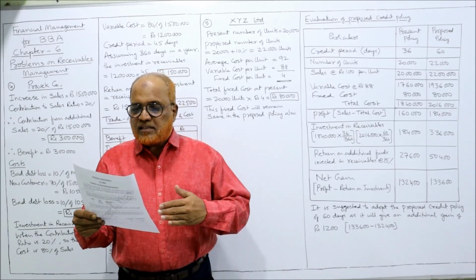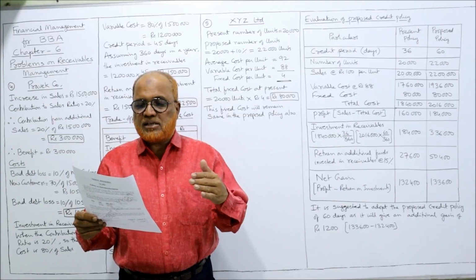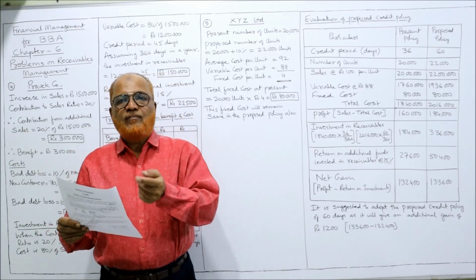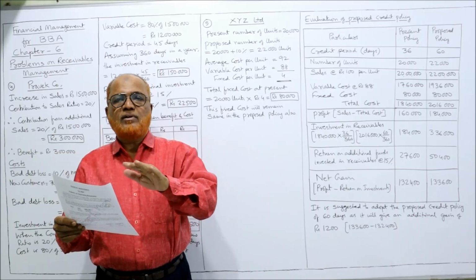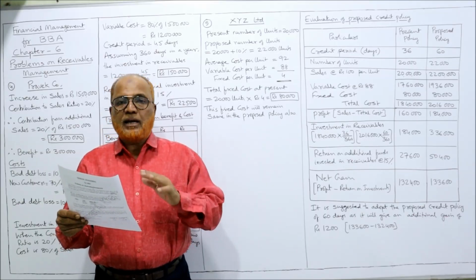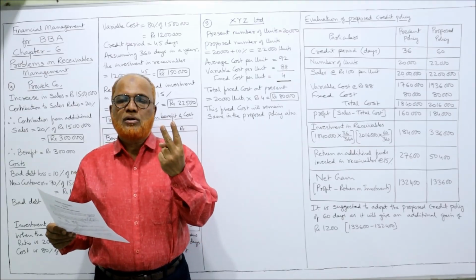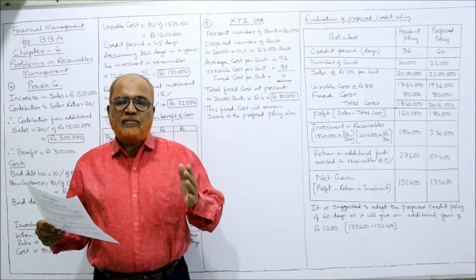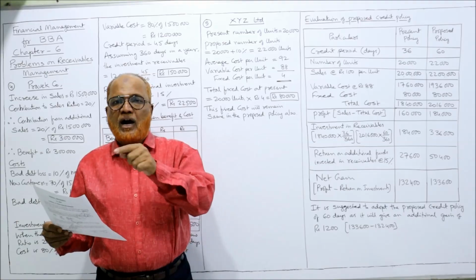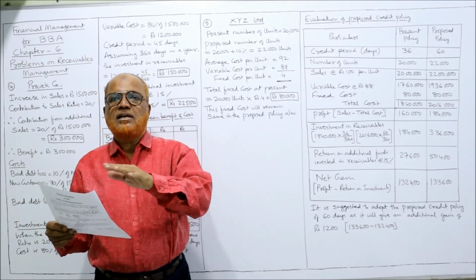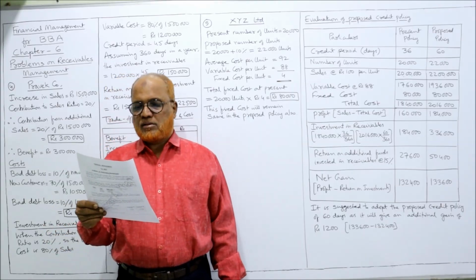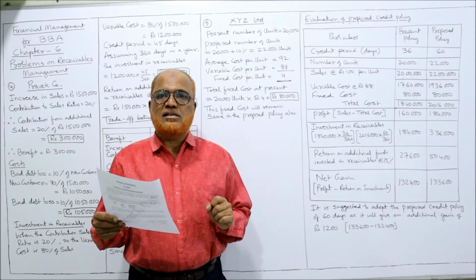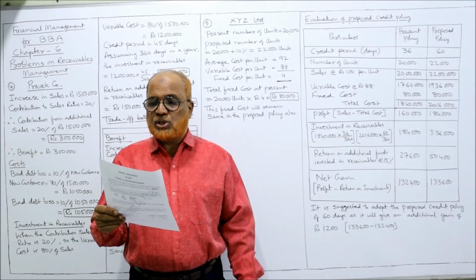A relaxed credit policy is expected to increase sales by 10%. Presently, how many units are sold? 20,000. If we adopt the relaxed policy, the sales will increase by 10%. So 10% of 20,000 is 2,000. So 20,000 plus 2,000, 22,000. That means presently we are selling 20,000 units. If we adopt the proposed policy, the sales will increase to 22,000 units. And the average age of receivables is 60 days. Presently we are allowing 36 days, but in the new policy we have to extend it to 60 days.